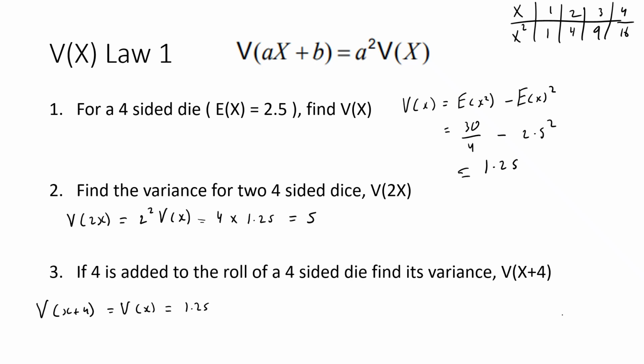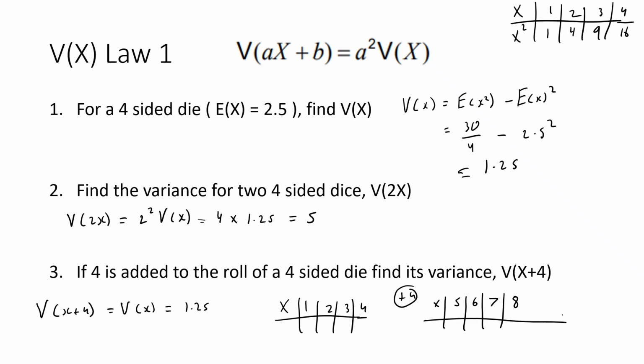And why that is the case is originally X is 1, 2, 3, 4 with a range of 3. So 4 minus 1 is 3. Let's say we add 4 to all of its rolls. Now we have 5, 6, 7, 8.